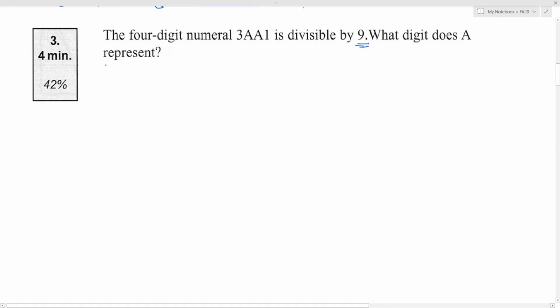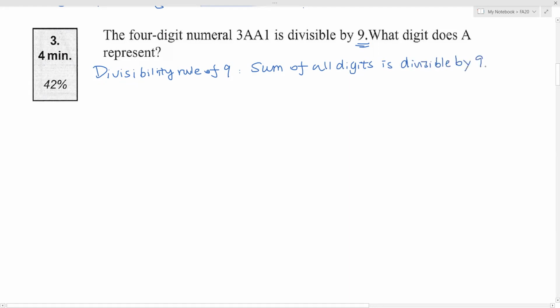So what if I tell you the divisibility rule of 9 is that if the sum of all digits is divisible by 9, then the number is divisible by 9? What if I tell you that? Anybody who did it in a different way?